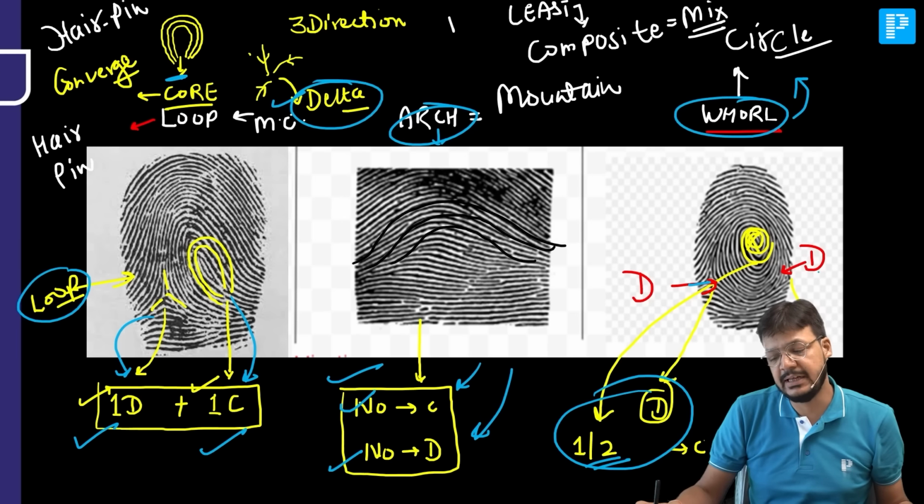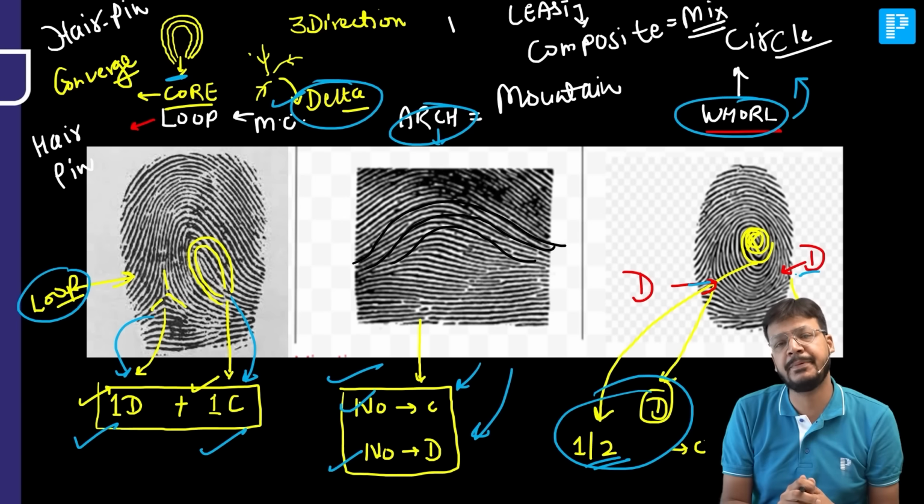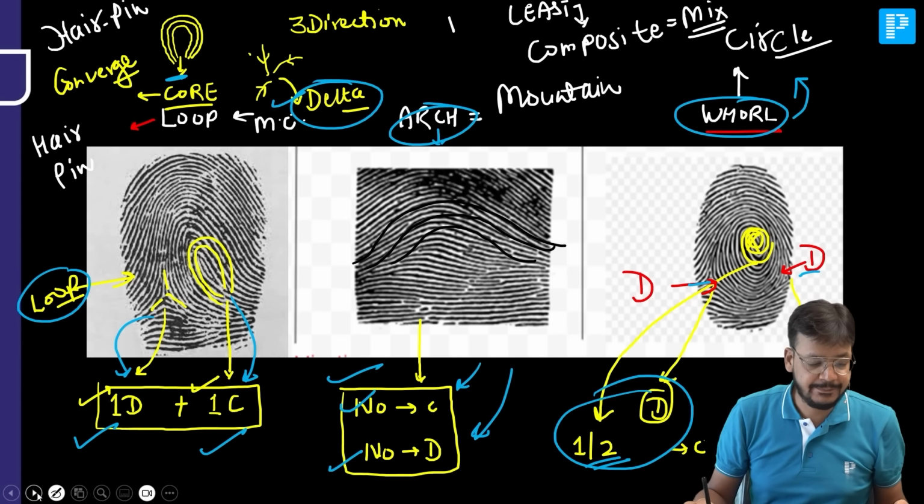Delta is a meeting point. You can see there are 2 meeting points. So this is a very important picture, it comes in exams. That is the types of fingerprint.